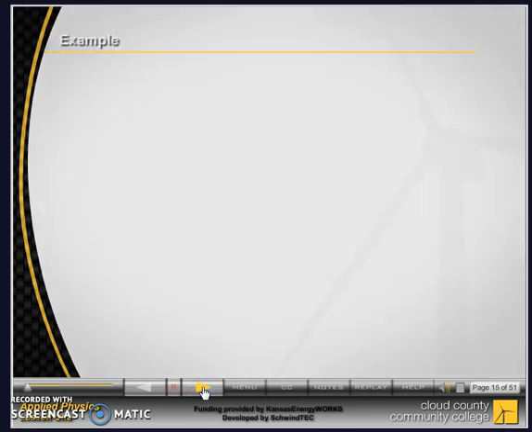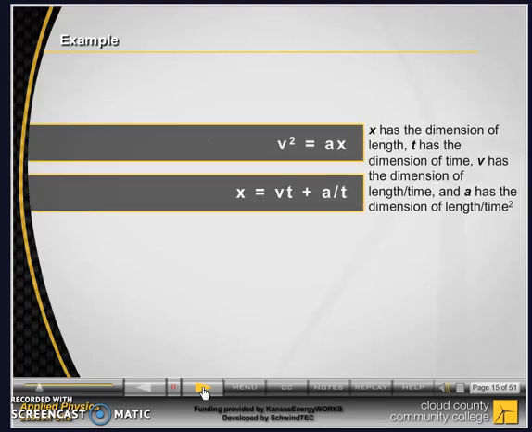Here is an example. Suppose that in these expressions shown, x has the dimension of length, t has the dimension of time, v has the dimension of length per time or length divided by time, and a has the dimension of length divided by time squared. Is each expression a valid equation? Take a moment to check for yourself. Information on the following page will help you determine if it is dimensionally valid and will show you how to verify this concept.